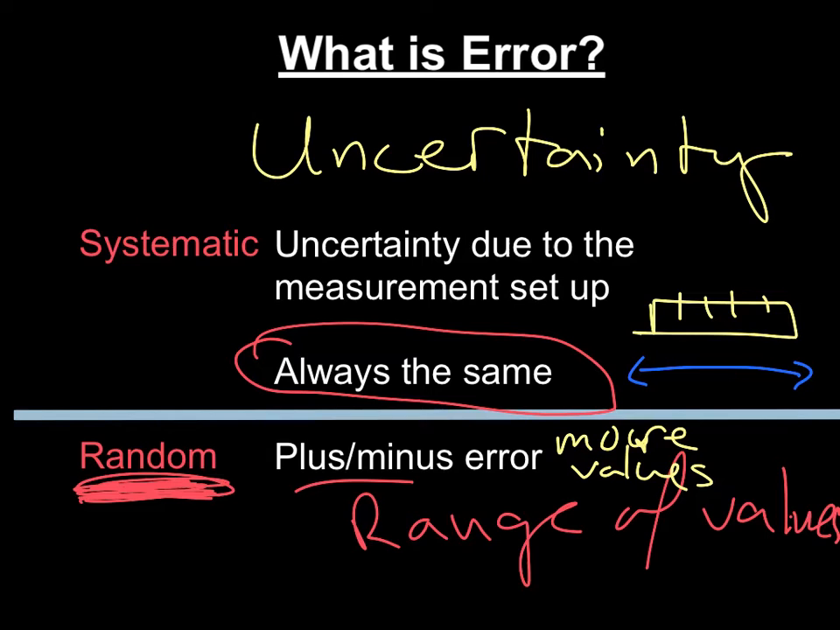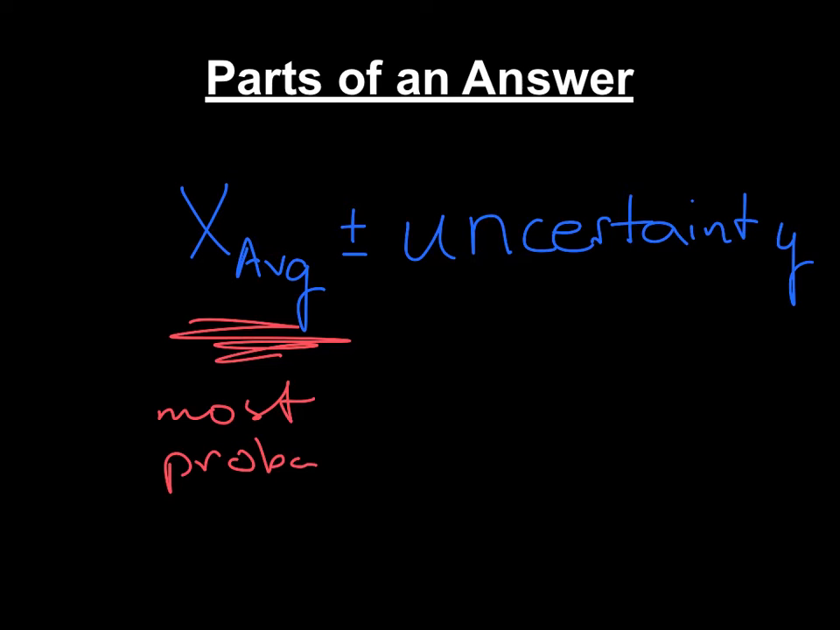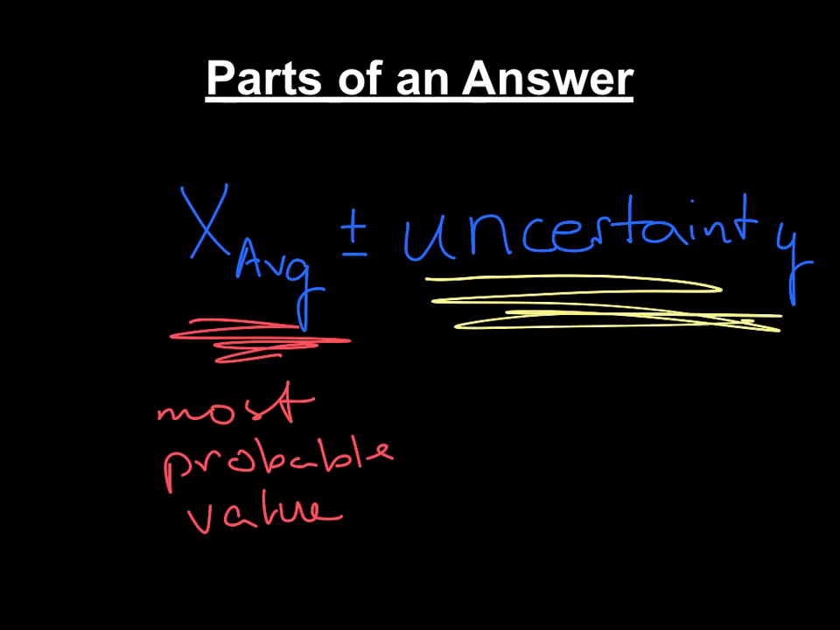So let's take a moment and talk about the parts of an answer. There are two parts to every answer. First is your average. This represents the most probable value that you're going to get. The most probable value. This is the 4 out of 5 dentists prefer Trident, or whatever it is. So it's just where your average is. And then you have your uncertainty. This tells you your range.